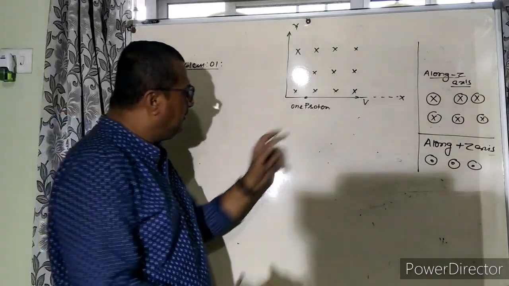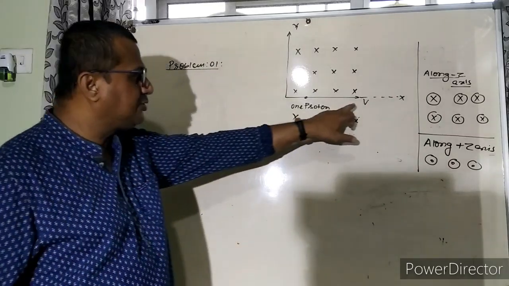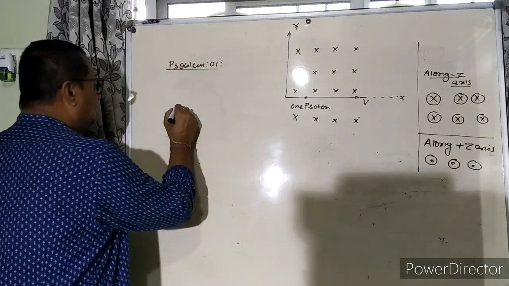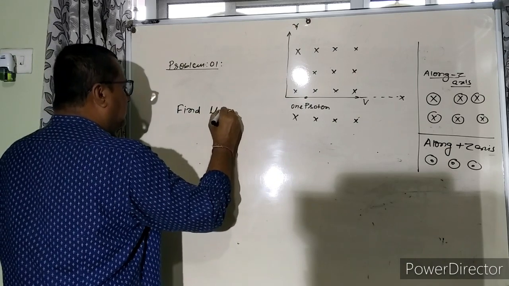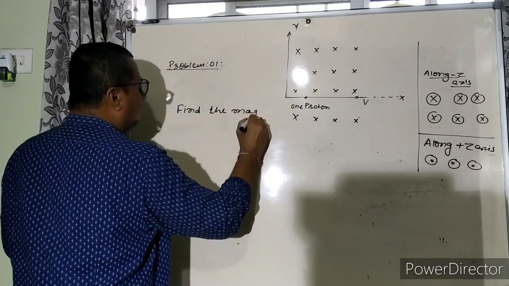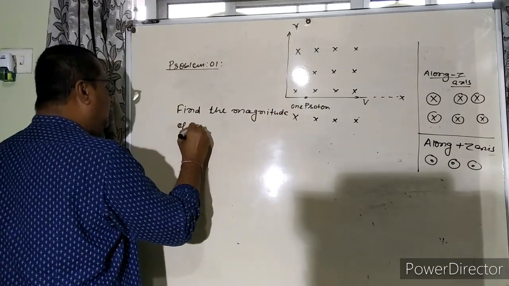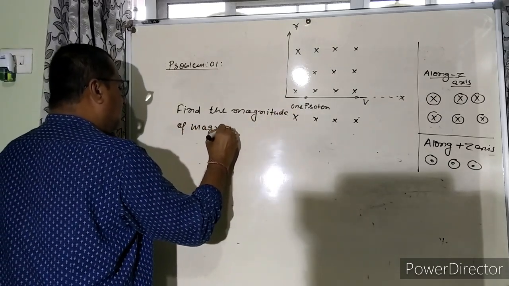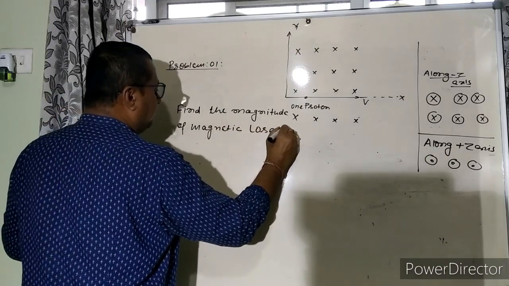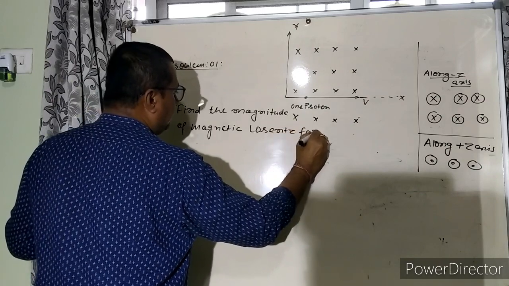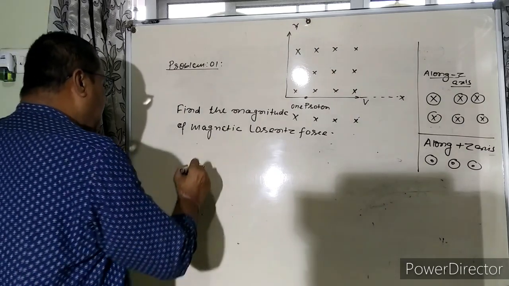And one electron is moving in this magnetic field, the inward magnetic field, with velocity v. Find the magnitude of the magnetic Lorentz force. This is the question.